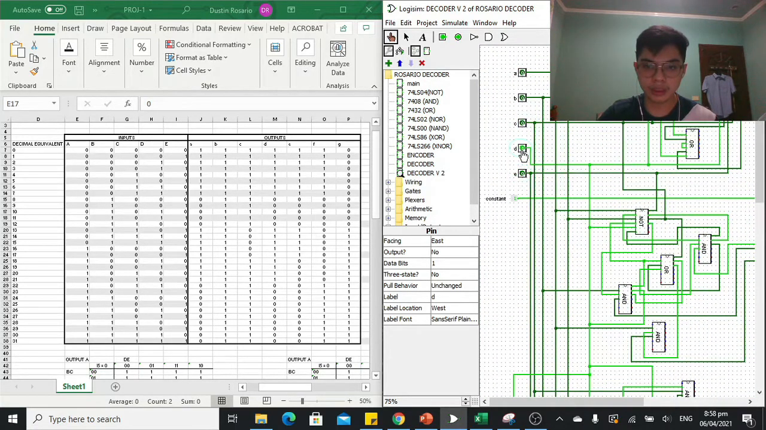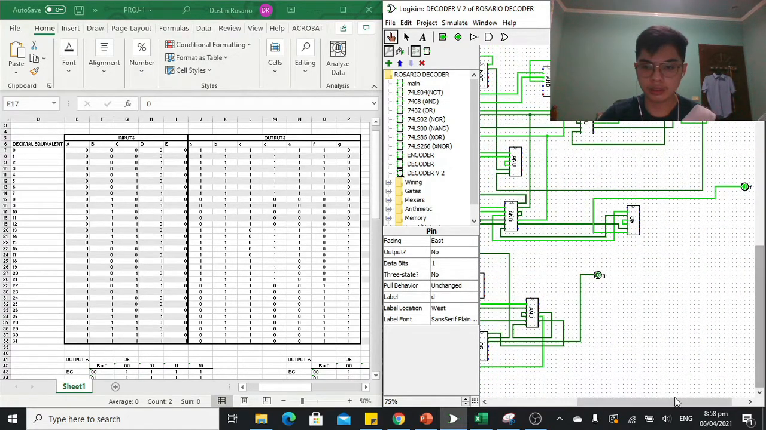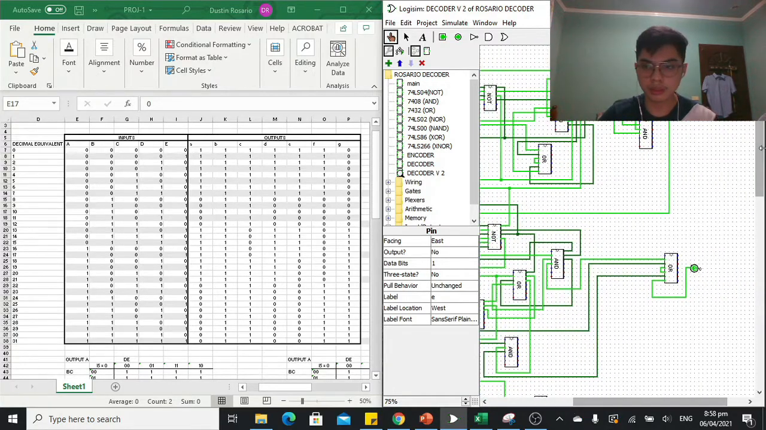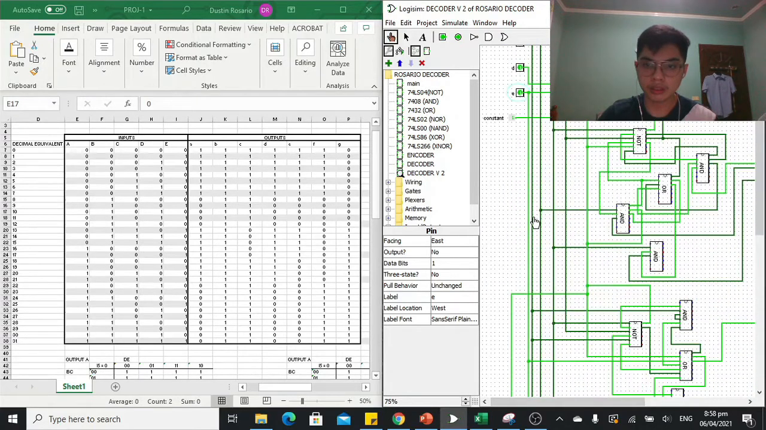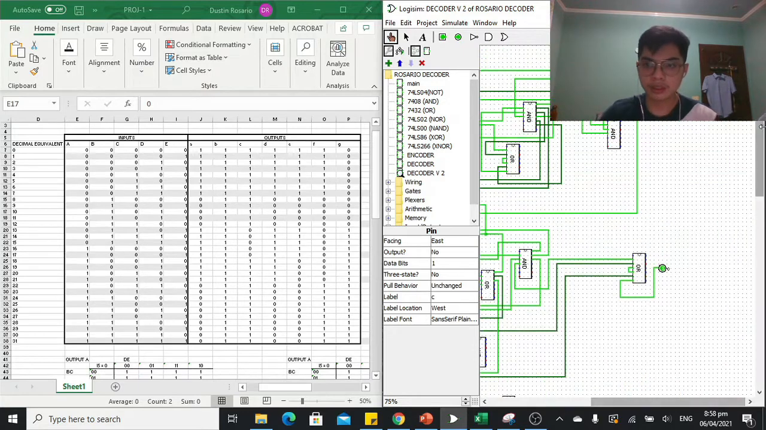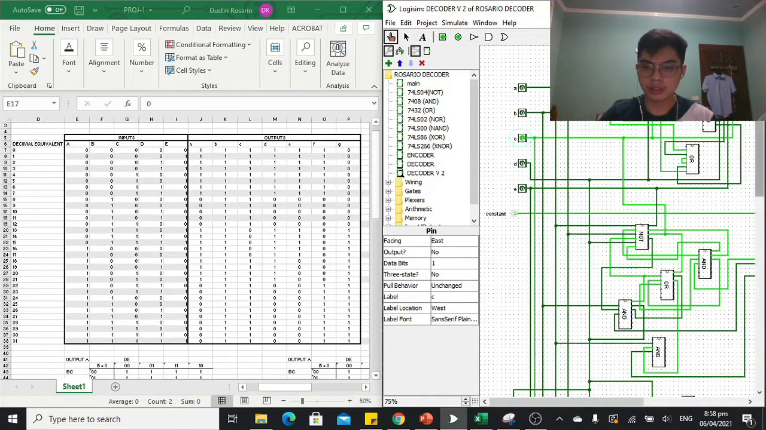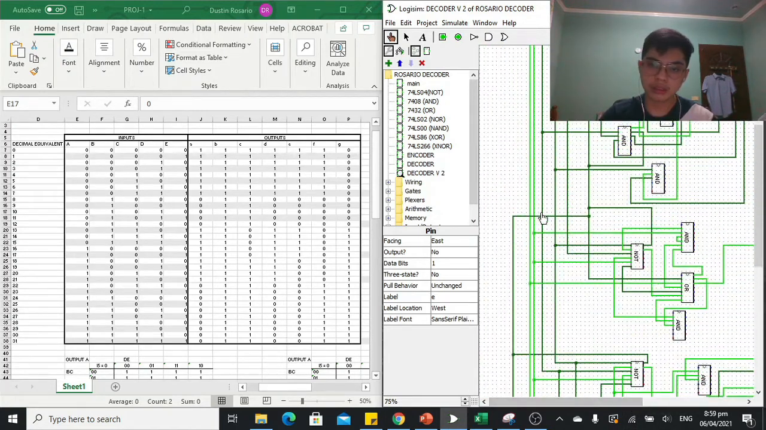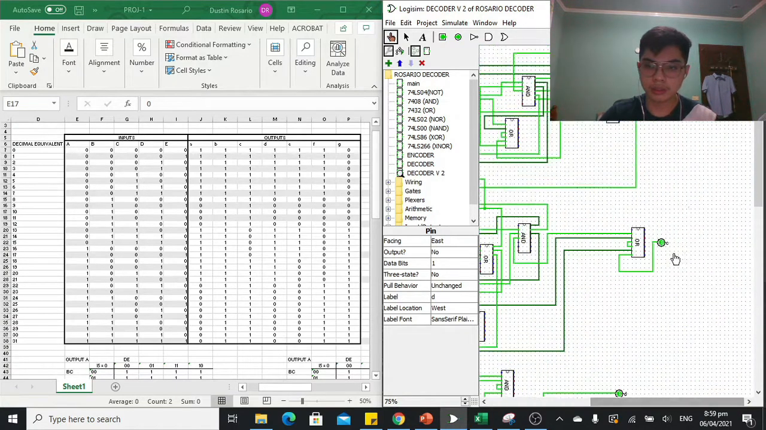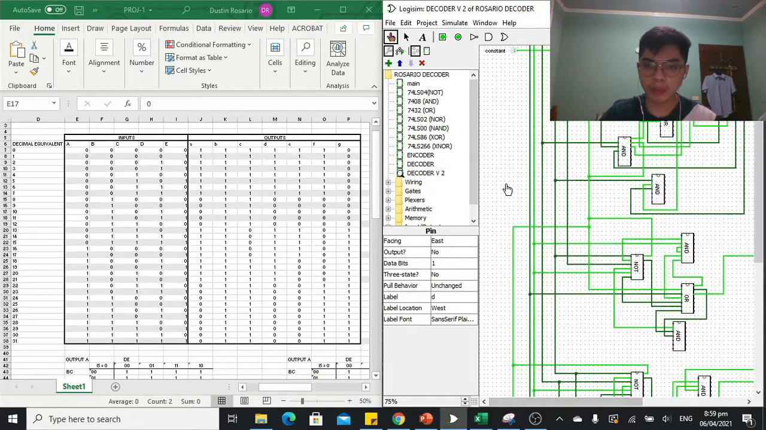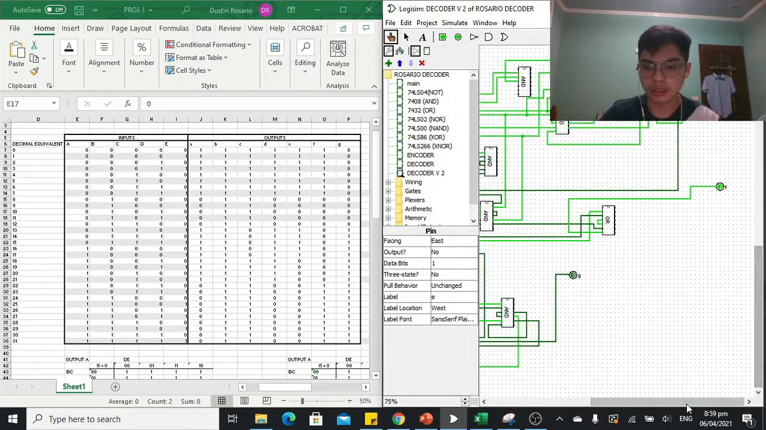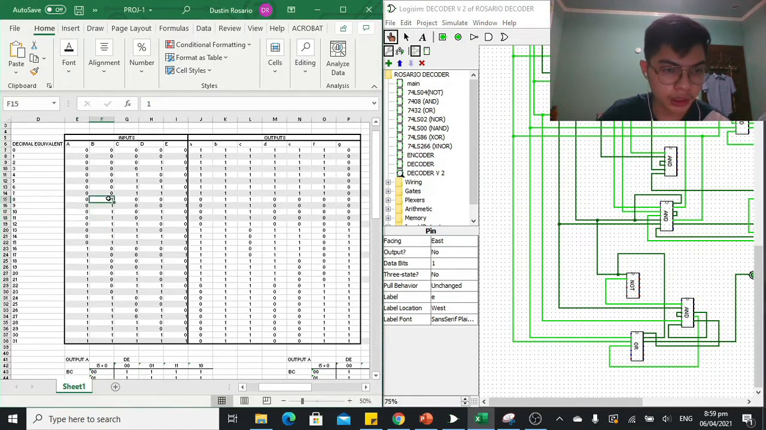Then 10. 11. Then 100. 101. Then 110. Then 111. Up to here. Then next is this one, then the 100 up to 01100.